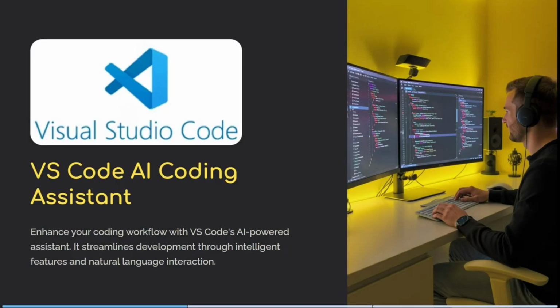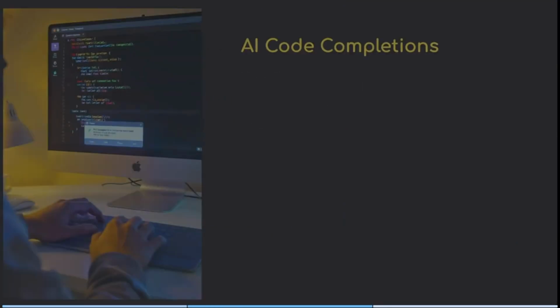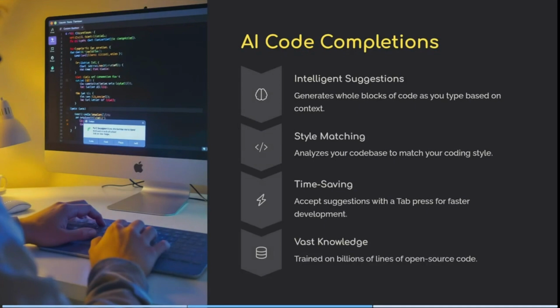development. So VS Code is an AI coding assistant. It can help you enhance your coding workflow with its AI-powered assistant. It actually streamlines development through intelligent features and natural language conversation. You can see over here, we've got a couple of features.